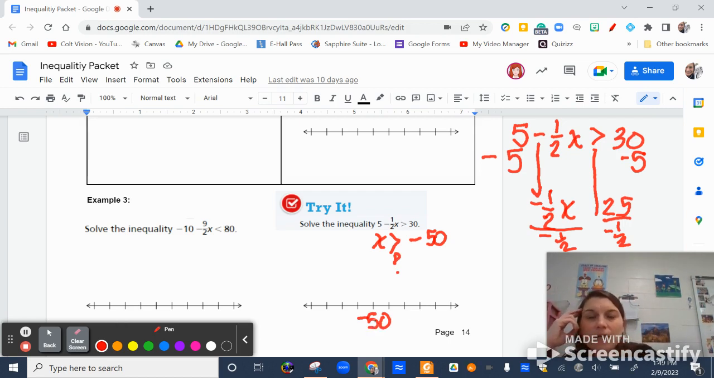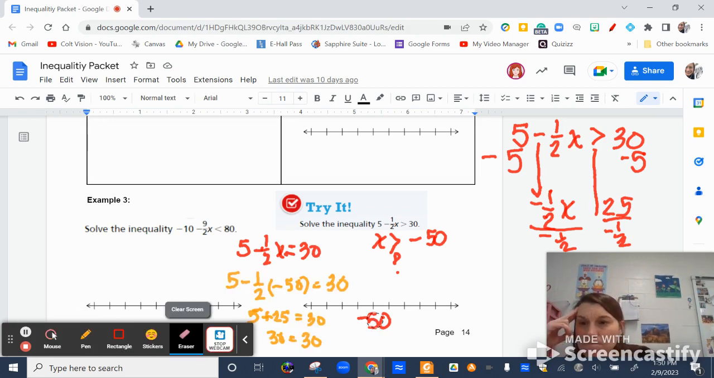I'm going to do that by checking like I did before with my equations. So I'm going to say, is 5 minus 1/2 x equal to 30? Equal to 30, because remember, I'm pretending like it's an equation. Is it equal to 30 when x is negative 50? So let me fill that in, pause it. Okay, so when I substituted in my solution, negative 50, into this expression, I had 30. So 5 minus 1/2 times negative 50 is 30. So that tells me I did solve it correctly.